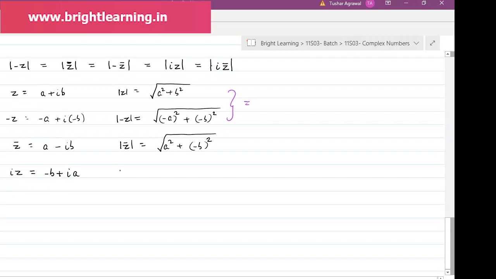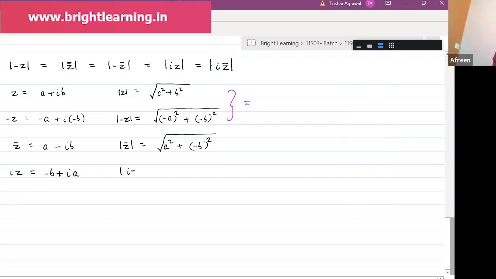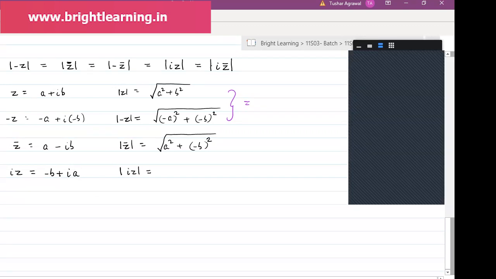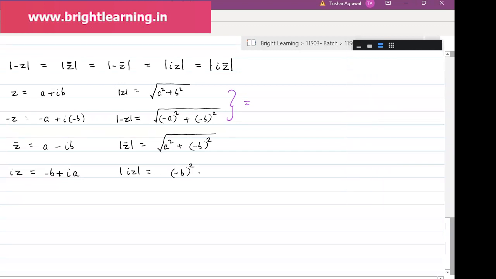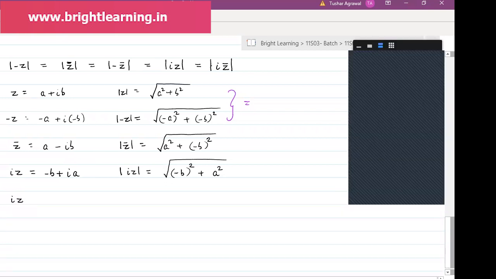Yes, sir. So what will be the modulus of i times z? The modulus of i times z will be the square root of the real part square, that is negative b complete square, plus the imaginary part square. The imaginary part is a. So ultimately we are getting the same result. Okay. And i times z bar also I think you can verify. What will be i times z bar?